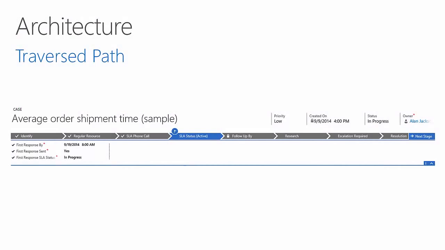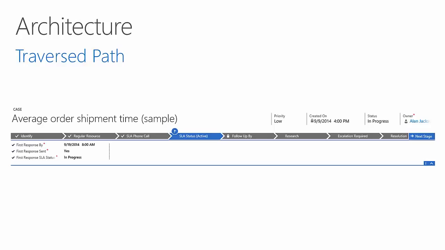With the updated business process flow abilities, a new field is used on each entity that is enabled for business process flows to track all of the completed stages for the currently active business process. It also includes the currently active stage. The new field is traversed path. Let's take a quick look at how we can relate the data from these tables.